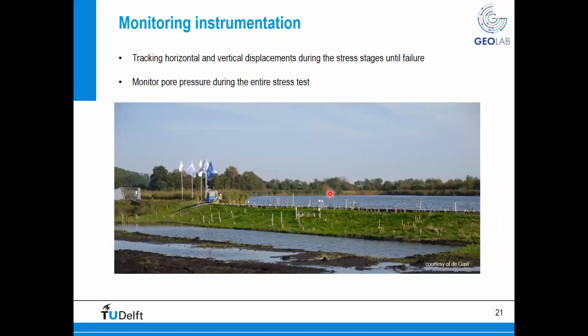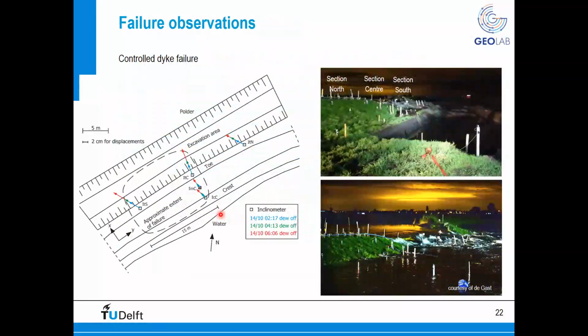This is basically an impression of how the slope looked like before the failure. So you see here, we have the water level in the canal. This is the excavated area at the toe of the dike, and here basically is our slope fully instrumented. We basically were able to bring the sample to failure.